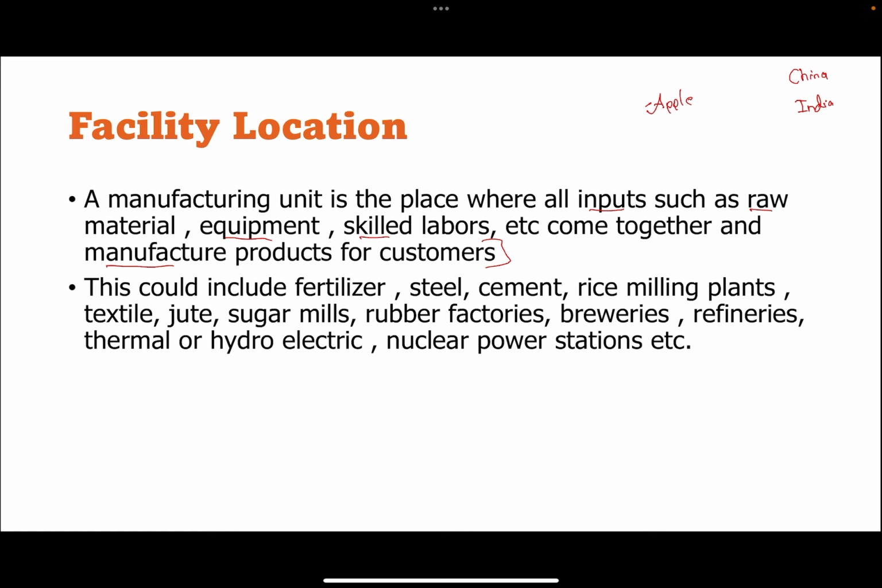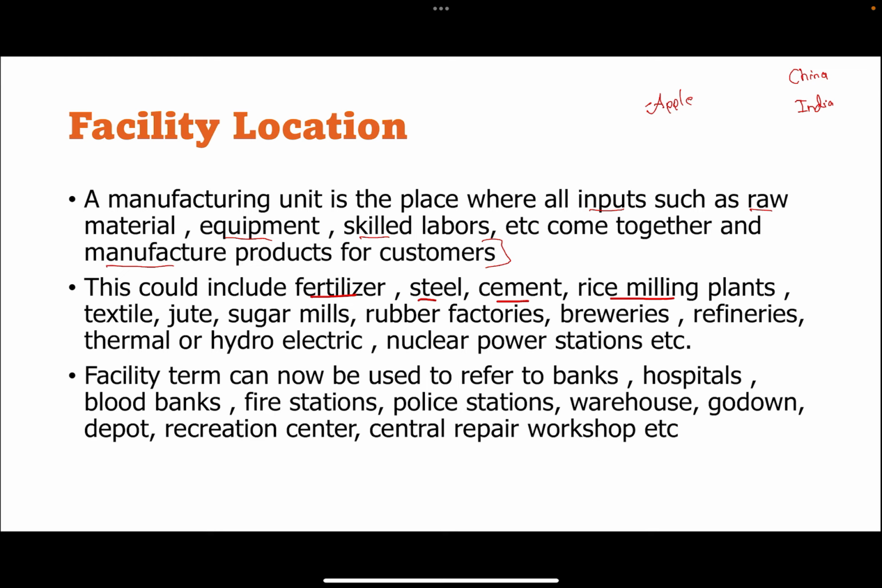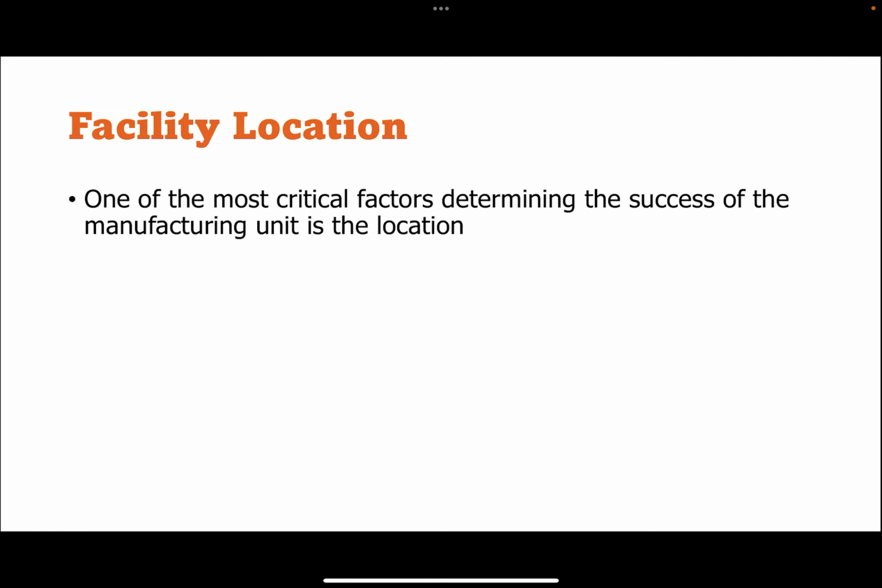So this manufacturing facility can be fertilizer, steel, cement, rice milling plants, textile, jute, sugar mills, rubber factories, breweries, etc. These are different types of manufacturing units. And for each of these manufacturing units, we need to find the correct place to locate the facility. This also includes banks, hospitals, blood banks, fire station, police station, warehouse, etc. So, the most important, critical factor determining the success of a manufacturing unit is the location.